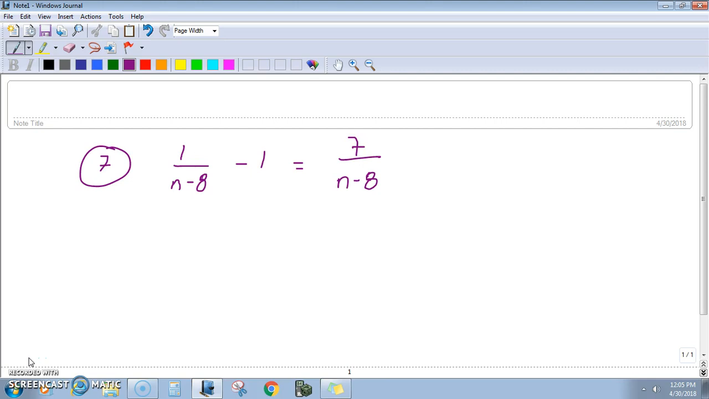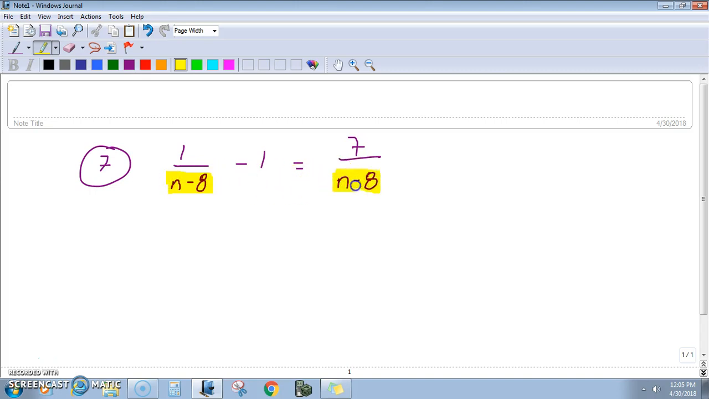Here's a video on question number 7. I'm going to do it a few different ways. The way I see it first is that I already have two denominators that are the same, right? And we're solving for n, so I need to get n by itself.